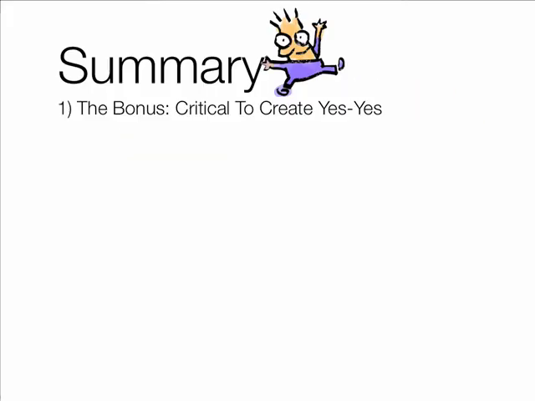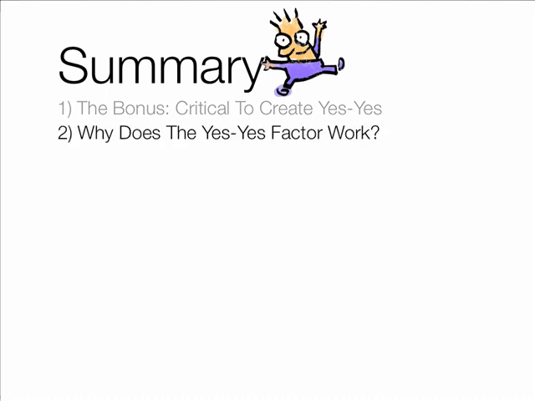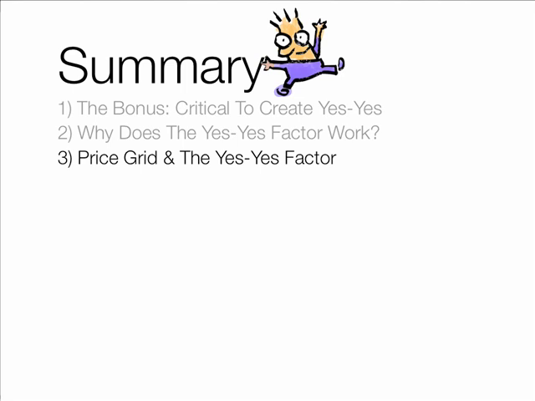So just to summarize what we did. First, we started with the bonus. We saw that it was critical to create the yes and yes. Then after that, we started to look at why the yes and yes factor works, and this whole factor of value, that we want more for less. And finally, we looked at the price grid and the yes and yes factor. We started to look at those 5 elements that made the price grid so powerful.